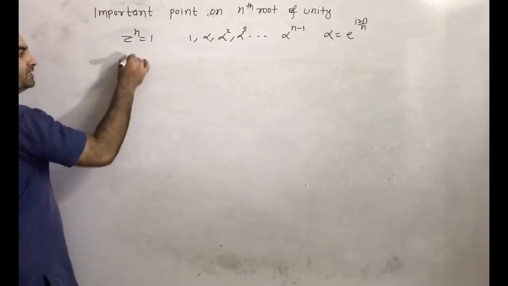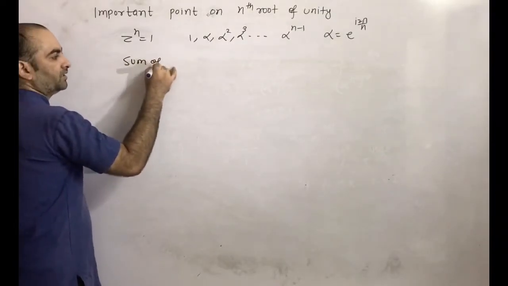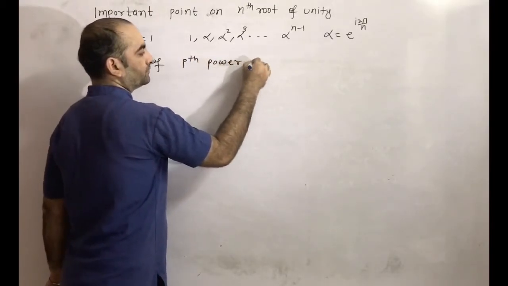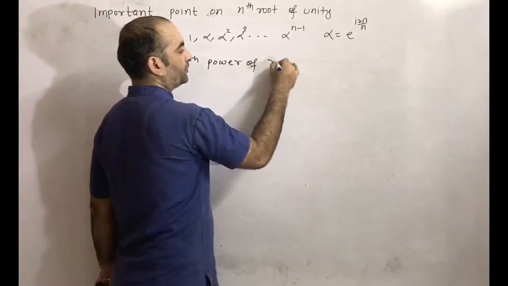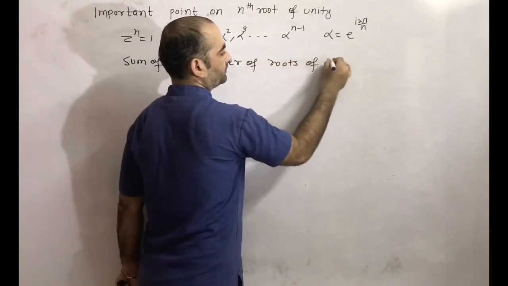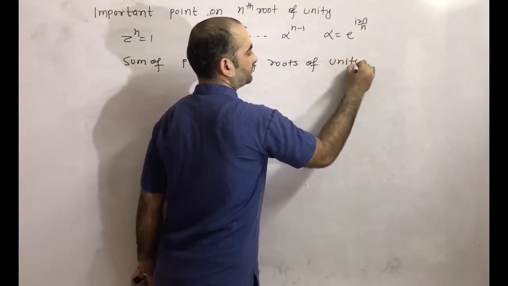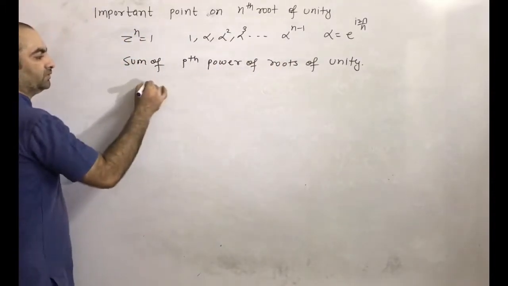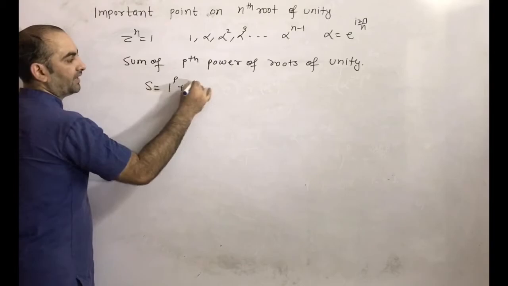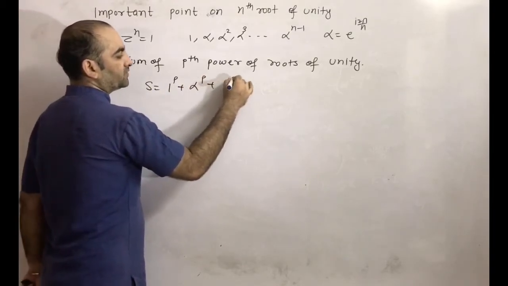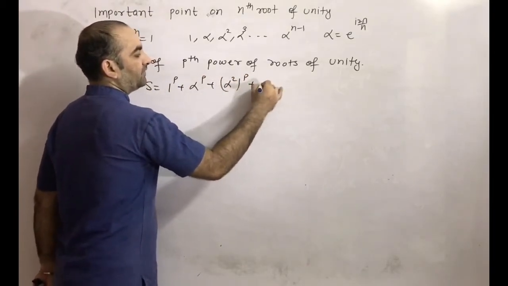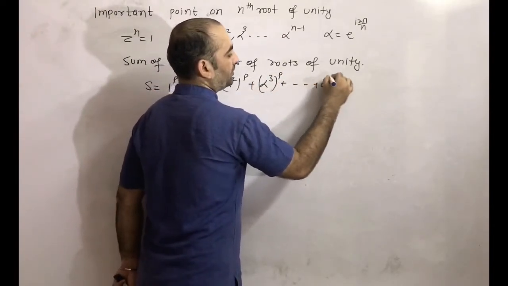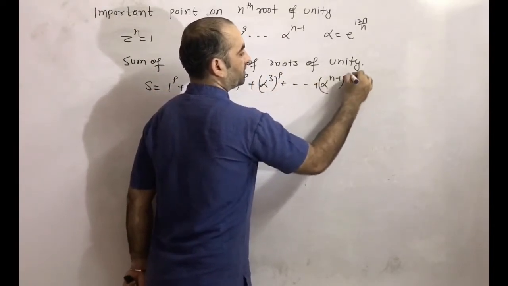Next we are finding the sum of the pth power of roots of unity. So S equals 1 to the power p plus alpha to the power p plus alpha squared to the power p plus alpha cubed to the power p plus so on plus alpha to the power n minus 1 to the power p. This one we have to find out.